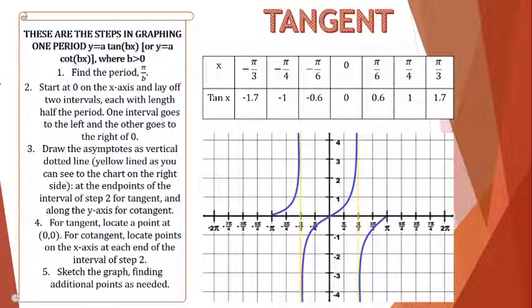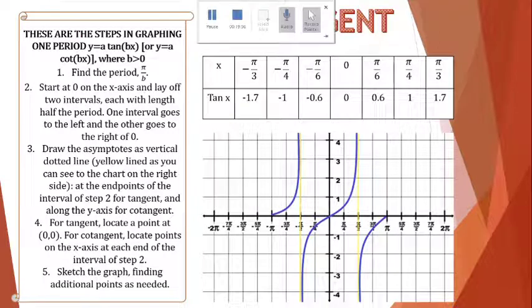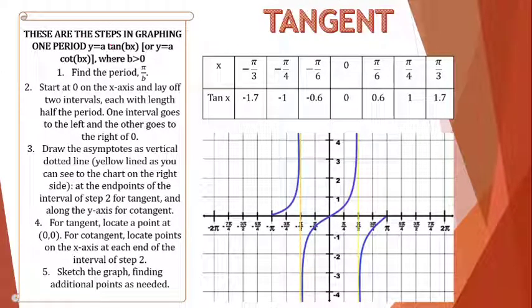Now, these are the steps in graphing one period of y is equal to A tangent of BX, or y is equal to A cotangent of BX, where B is greater than 0. Number 1, find the period, pi over B. Start at 0 on the x-axis and lay off 2 intervals, each with length half the period. One interval goes to the left and the other goes to the right of 0.